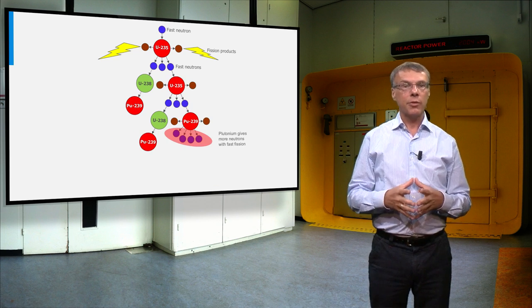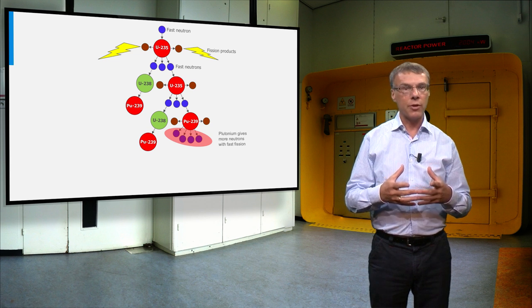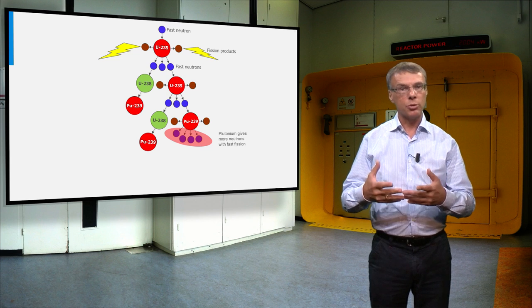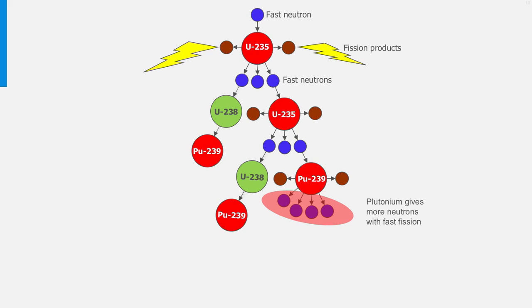Here we see the scheme for a fission chain reaction for a reactor fueled with uranium-235 and own-bred plutonium-239. I want to emphasize one important thing. We have seen that the plutonium isotopes produce more neutrons in a fission event if the neutron that causes the fission has a higher energy. And this is highlighted at the right bottom part of the plot.